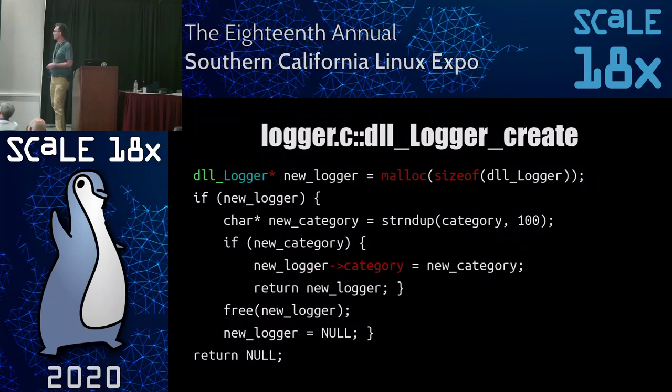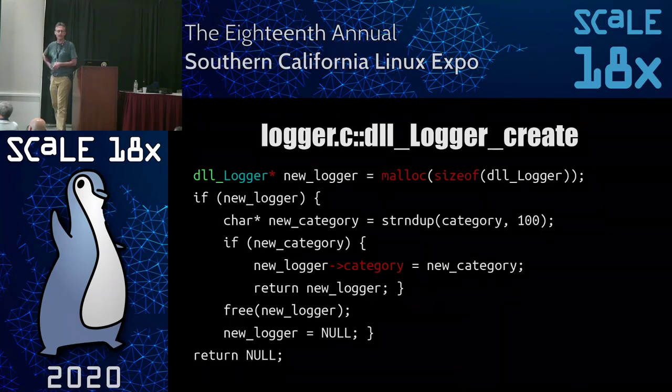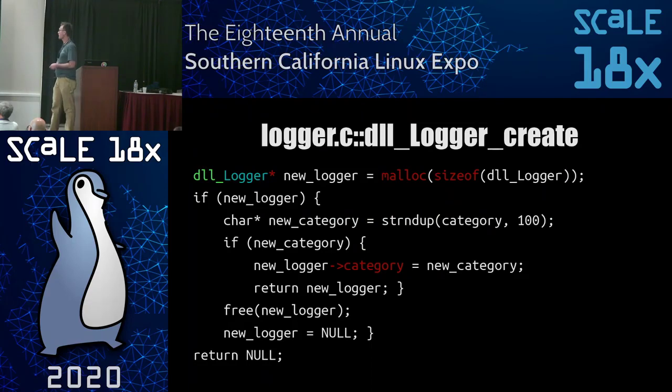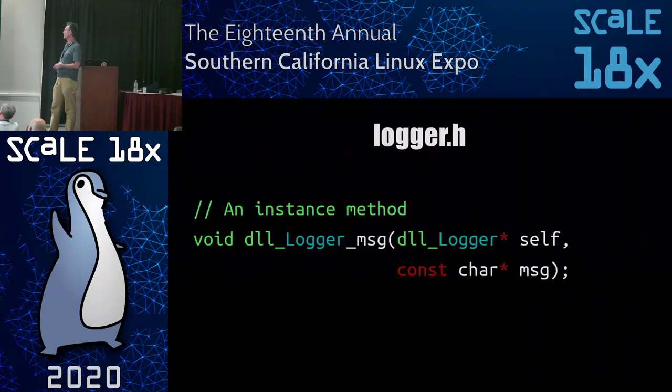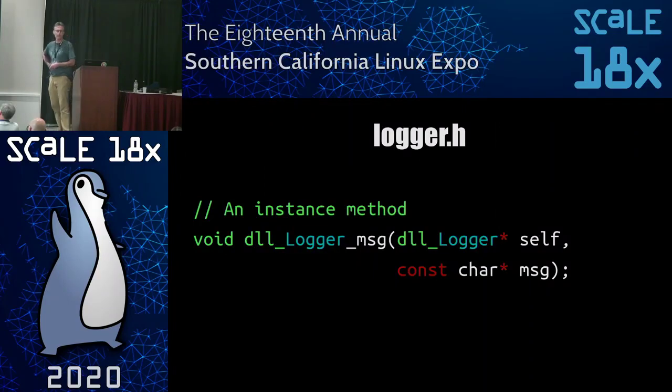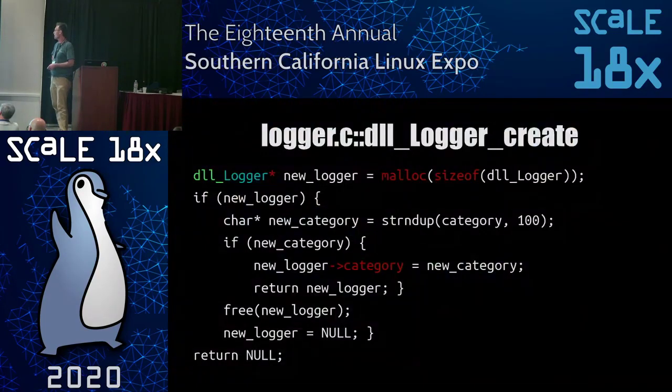And I'm not going to point out anything else except for two things. Number one, see the arrow here instead of a dot? It's because this is a pointer, but this is how we're going to access our instance variables. It's very much like saying self dot in Python. So that's not too unreasonable. Also, because I'm calling this function, we own a new copy of this category string, and we're going to have to delete it, but we'll do that in our destructor. All right, welcome to manual allocation.